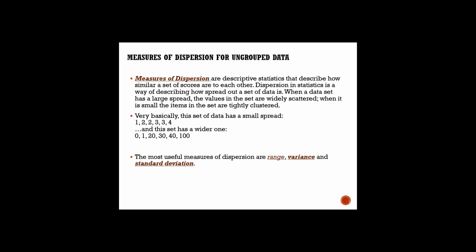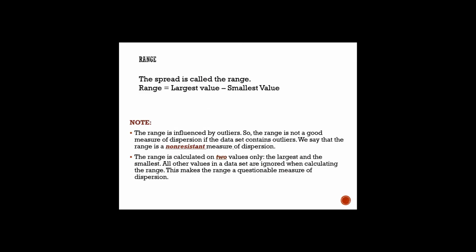So we have 3 different measures of dispersion that you will be responsible for, and they are range, variance, and standard deviation. The easiest one for us to talk about is the range. The spread of the data, just like we've looked at on the previous slide, is really the range. The range is the largest value of the data set minus the smallest value. As you can tell, it's only calculated on 2 values, the largest and smallest, so everything else is ignored when you talk about the range.